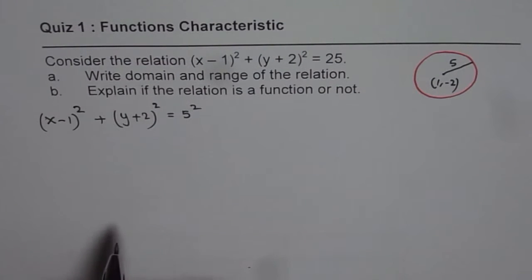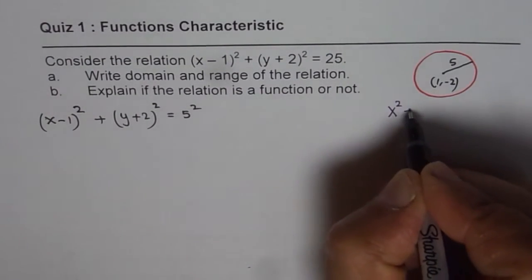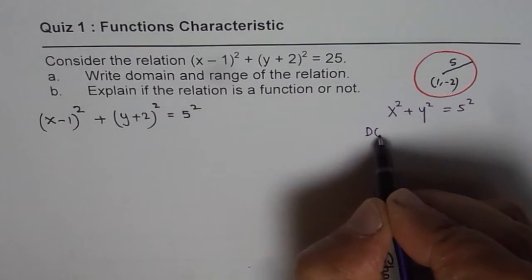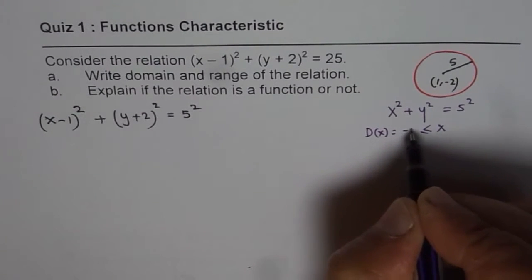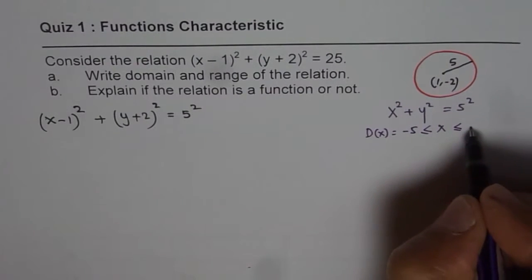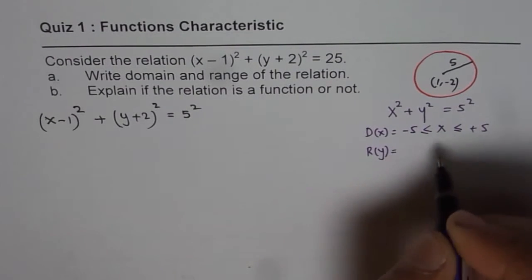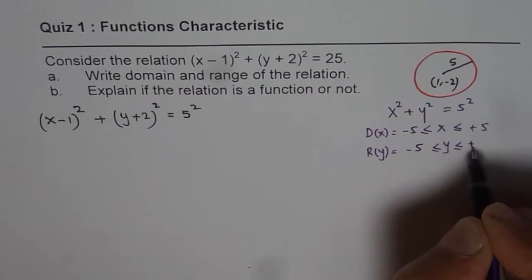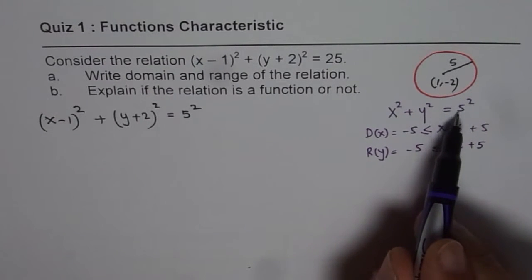Now that should help you to find domain and range, right? So I'll show you two different ways of answering this question. One is, let us consider the original equation x square plus y square equals 5 square. Now in this case, what is the domain? Domain in this case will be all the x values which are greater than or equal to minus 5 and less than or equal to plus 5. And the range will be all y values which are greater than or equal to minus 5 and less than or equal to plus 5. So that is your domain and range for the original function x square plus y square equals 5 square.